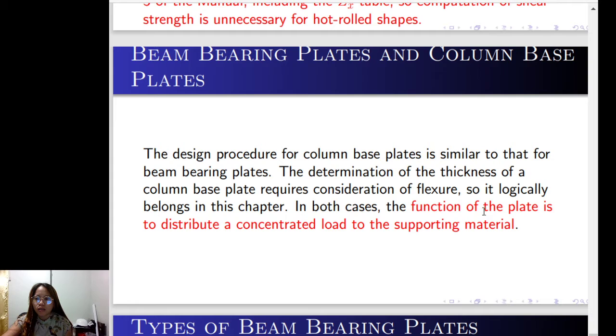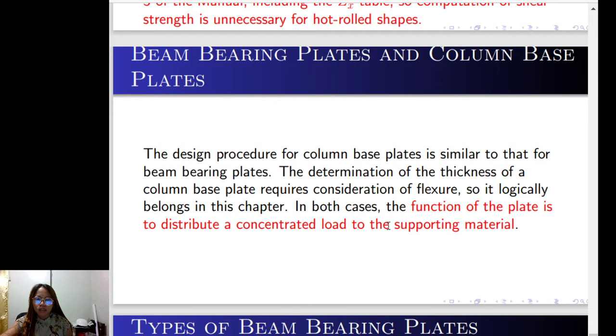And the determination of the thickness of the column base plate requires consideration of flexure, so it logically belongs in this chapter. If you try to scan the book by Segui in 2013, after this one, the beam bearing plates is the column base plates. Actually, there are many more topics in under beam, but we will only end in this topic.